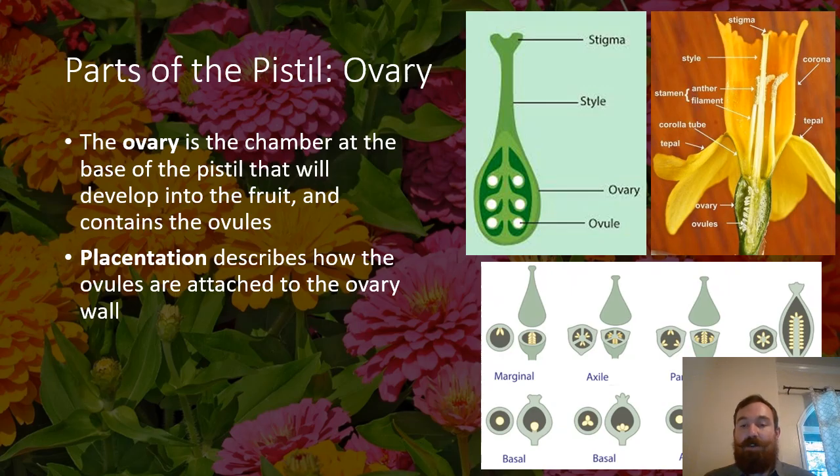Marginal is when they're just along one edge. Axile is when they're on this little axis in the center, or like an axle. Parietal is when they're on the walls. Free central is basically the same as axile, but we've decided to lose evolutionarily the walls that support that central beam. In plants with really simple ovaries, we might just have one seed, and maybe it's attached to the bottom or the top. We call that basal or apical. We could maybe have a couple seeds that are attached in that way, or ovules, I should say.